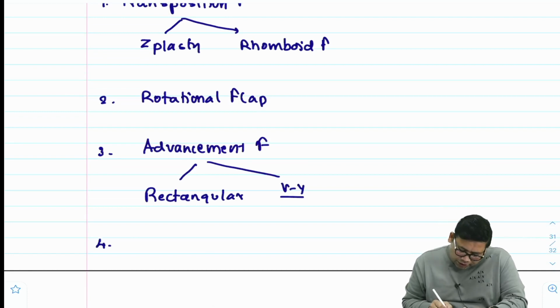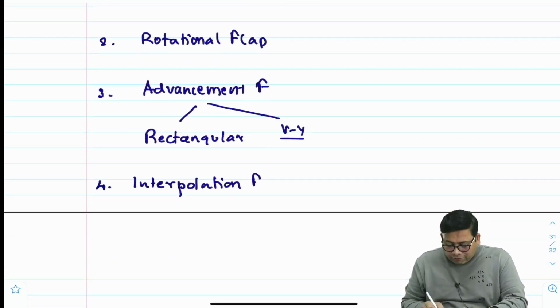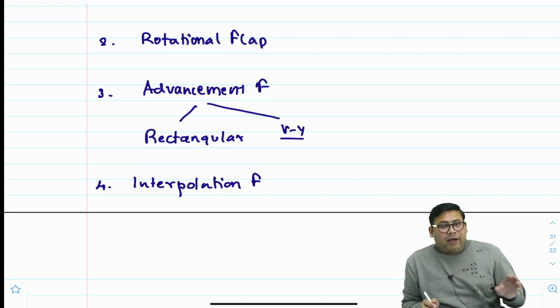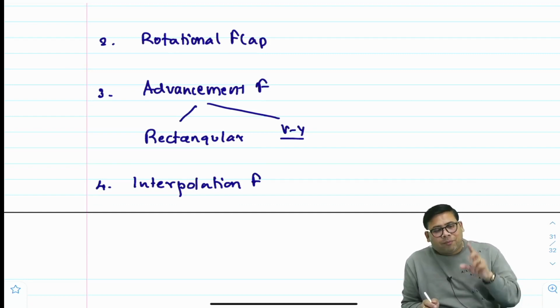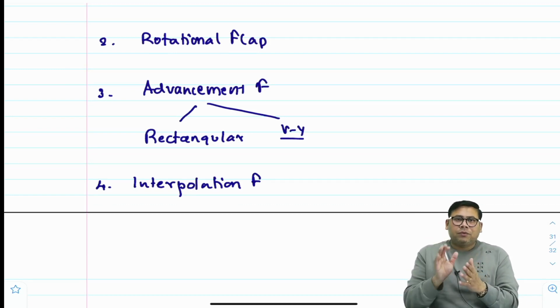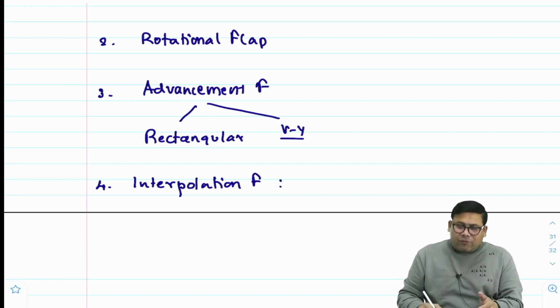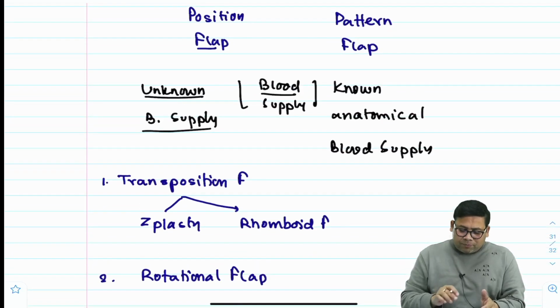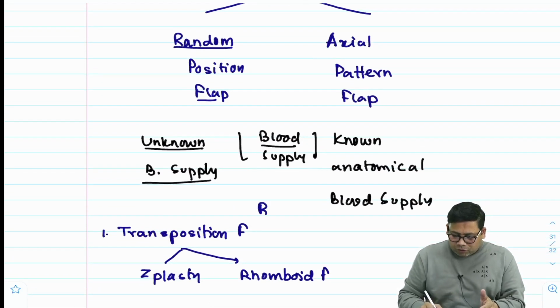And then the fourth is the interpolation flap. Many of the students must have studied from me that interposition and interpolation are the same word for the same category. This is a very unique form of flap, a type of transposition flap for regional reconstruction. Remember, all the random position flaps, if you talk about their capacity of reconstruction, are used for local reconstruction.